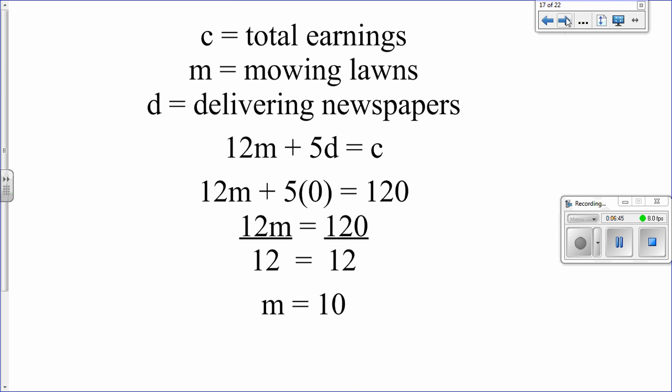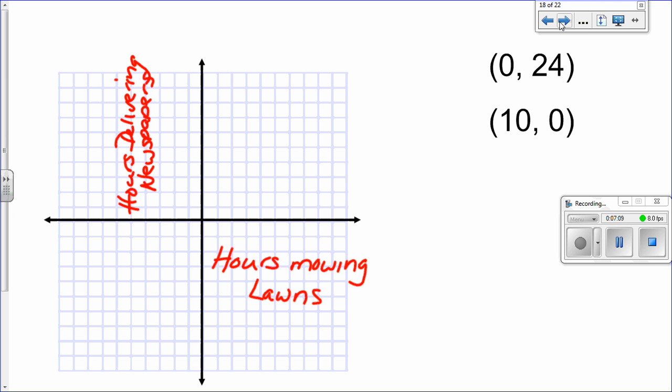We also need to find out how long it will take him to make $120 mowing lawns. So this time we're going to substitute in 0 for delivering newspapers, 120 for how much he wants to earn, and we're going to solve the equation for M. And in this case, he'd have to mow the lawn for 10 hours to earn $120. Now we want to graph it. Here are the points that we got: (0, 24) and (10, 0).